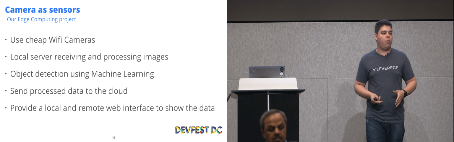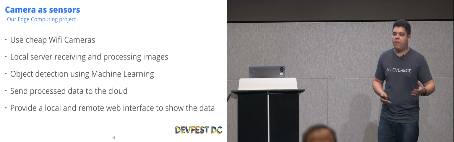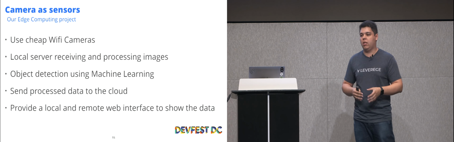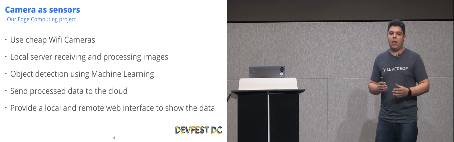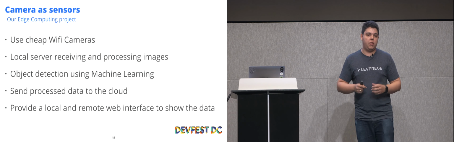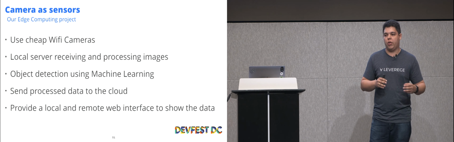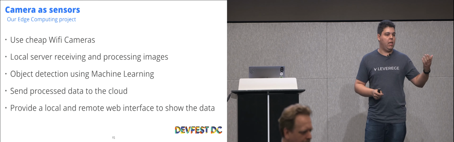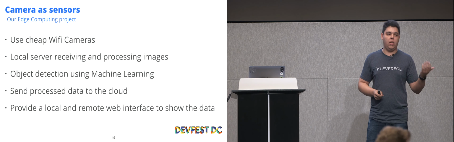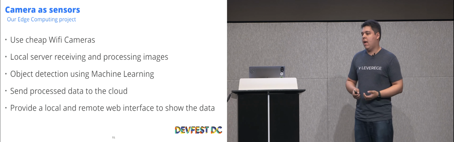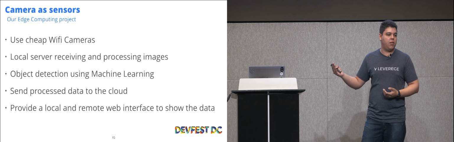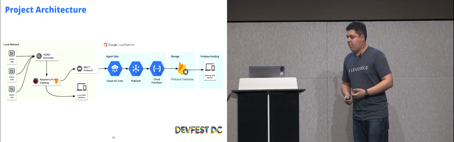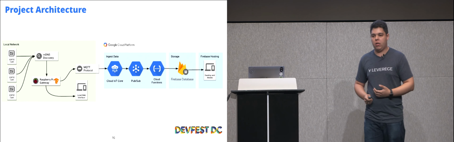So the idea is to use cheap Wi-Fi cameras because we are going to spread a lot of cameras through a house. We are going to have a local server to process the images and run machine learning inferences to detect objects. And then we are going to send just the processed data to the cloud. We are not going to send images. And we are going to have a local interface where we can see the images just locally and also the inferences that the local server is running. But we also have a remote interface that sends that data to the cloud, and we can see just the processed data.